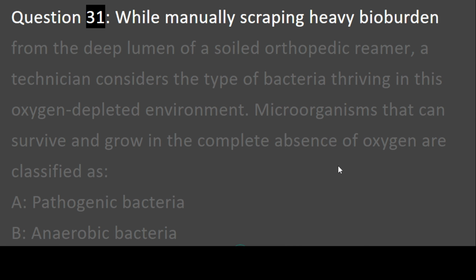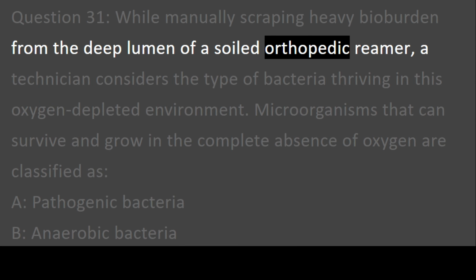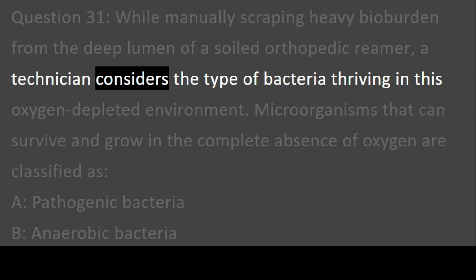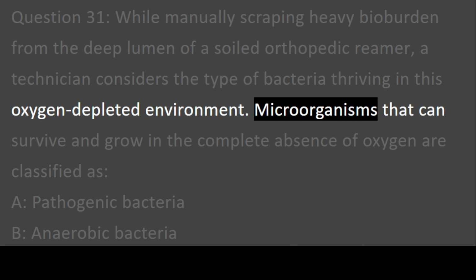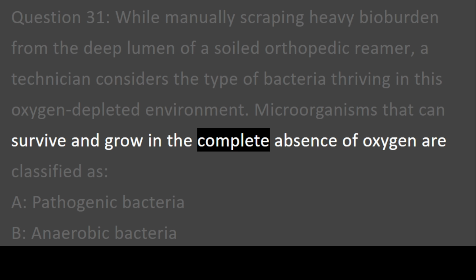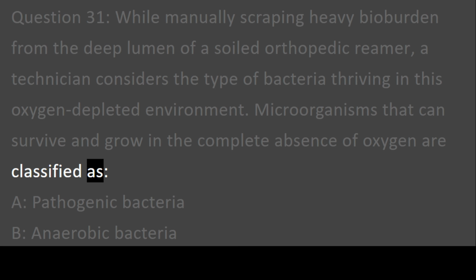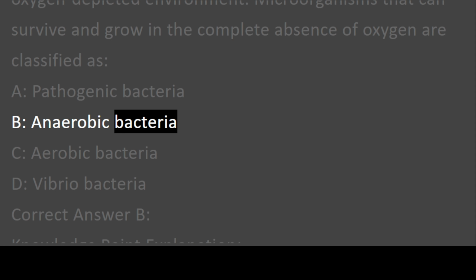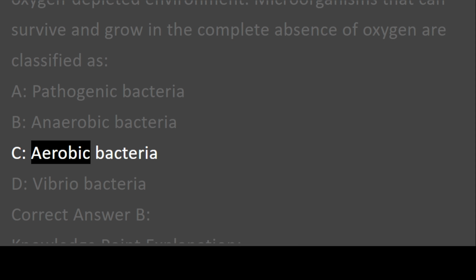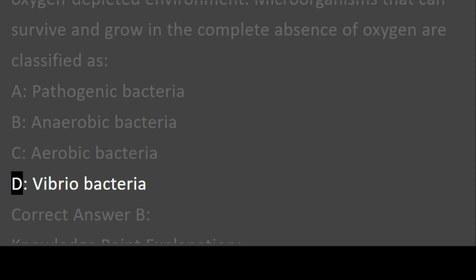Question 31. While manually scraping heavy bioburden from the deep lumen of a soiled orthopedic reamer, a technician considers the type of bacteria thriving in this oxygen-depleted environment. Microorganisms that can survive and grow in the complete absence of oxygen are classified as A. Pathogenic bacteria, B. Anaerobic bacteria, C. Aerobic bacteria, D. Vibrio bacteria.